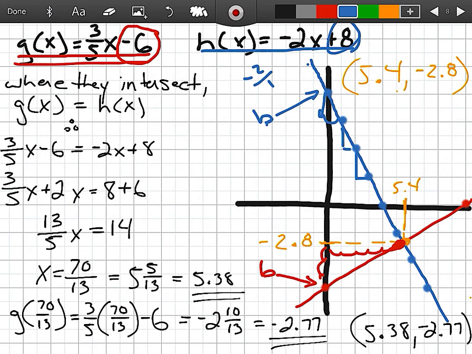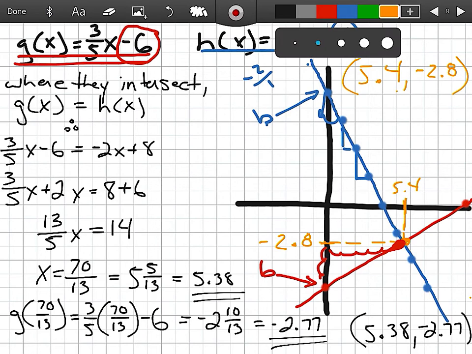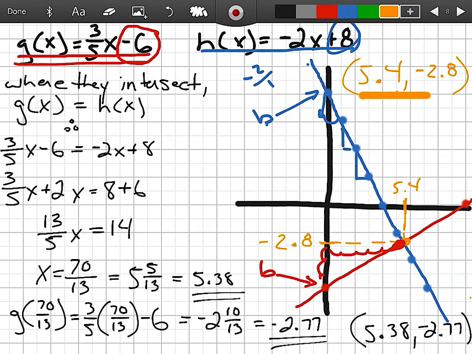And when you do it this way, you want to draw it as best you can and then just look at the graph and estimate where they cross. And so that estimation was 5.4 and -2.8. So somewhere in this neighborhood right there. And when you're given the graphical intersection, there's always a little leeway because it's quite difficult to get it on the nose.